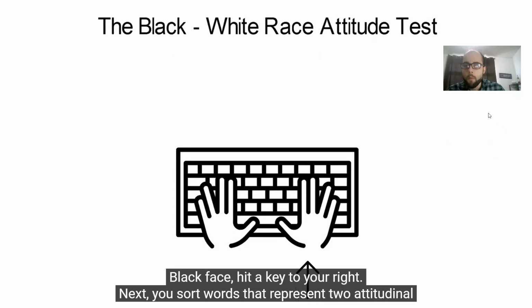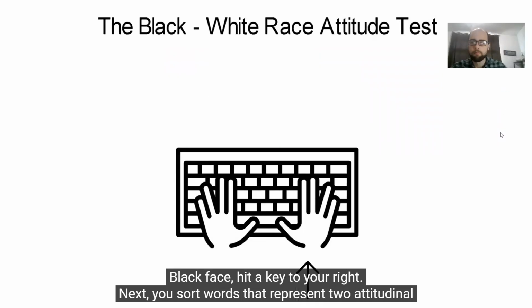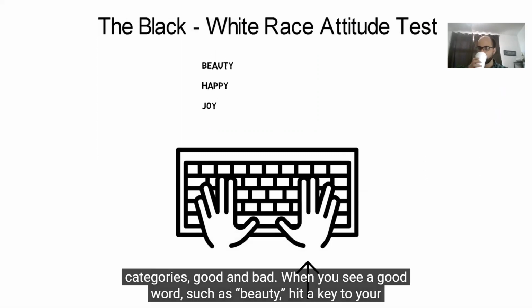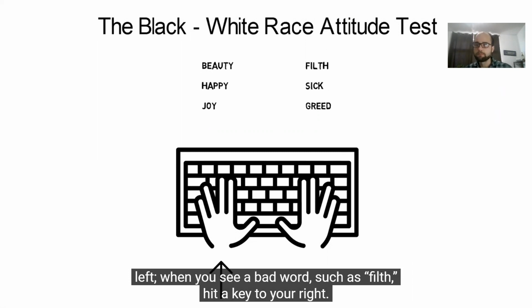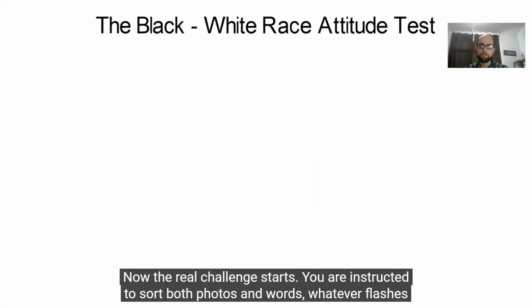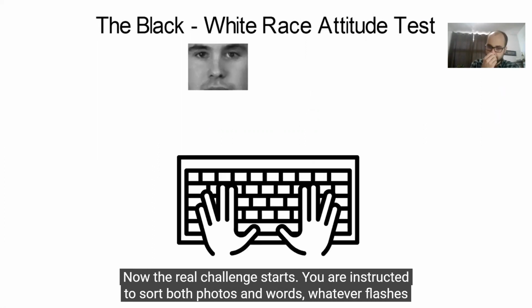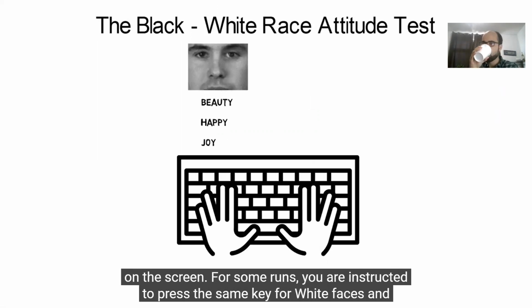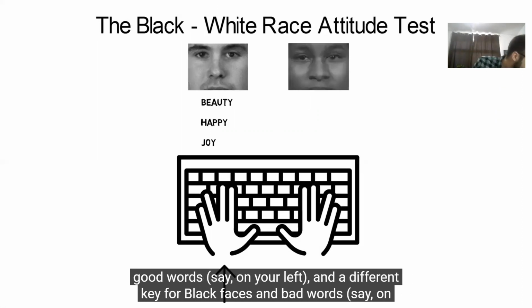Next, you sort words that represent 2 attitudinal categories, good and bad. When you see a good word such as beauty, hit a key to your left. When you see a bad word such as filth, hit a key to your right. Now the real challenge starts. You're instructed to sort both photos and words, whatever flashes on the screen. For some runs, you are instructed to press the same key for white faces and good words, say on your left, and a different same key for black faces and bad words, say on your right.